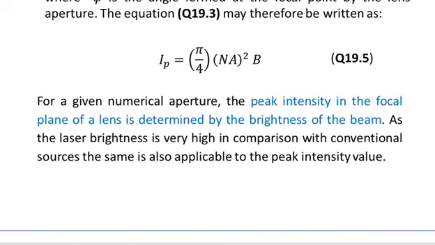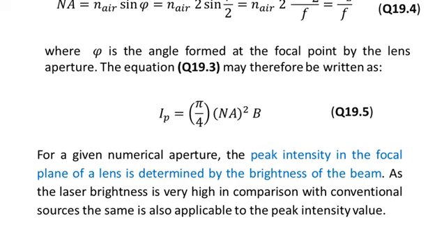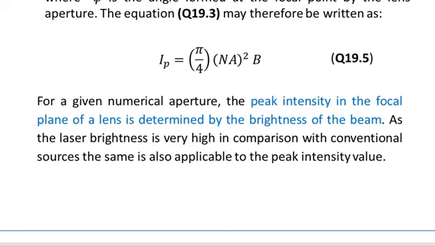For a given numerical aperture, the peak intensity in the focal plane of a lens is determined by the brightness of the beam. So if we have a lens which is fixed in numerical aperture, or fixed in diameter and focal length, which is dl over f, then the IP is determined by the brightness of the beam. As the laser brightness is very high in comparison with conventional sources, the same is also applicable to the peak intensity value. It means that the peak intensity value at the back focal plane of the lens is also very high.